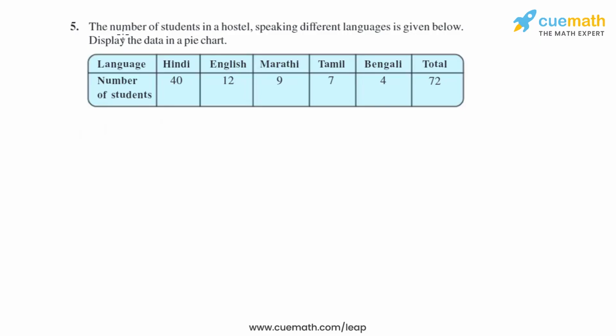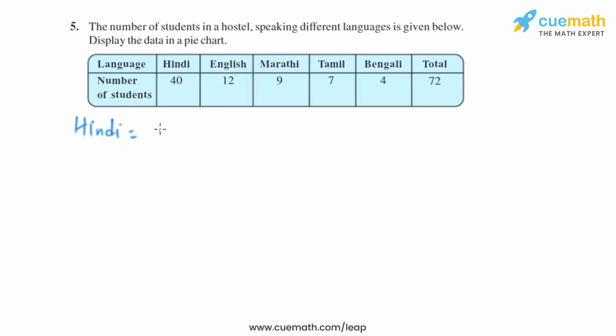Question 5 of this exercise says the number of students in a hostel speaking different languages is given below. Display the data in a pie chart. So we have to draw a pie chart. So we need the central angle of each of the following languages. Let's find the central angle, and we know how to find it. That is the value of the observation divided by the total value multiplied by 360 degrees.